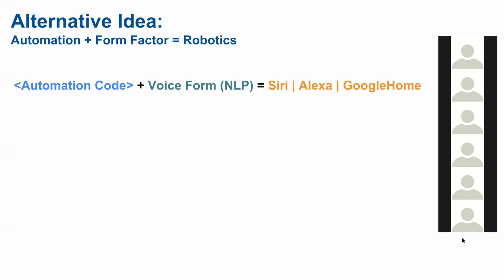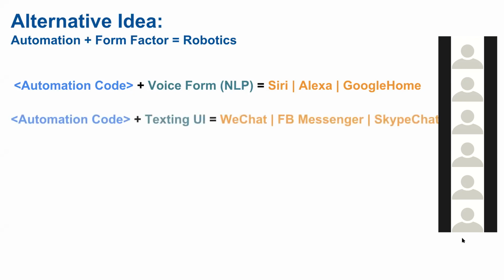Okay. So that's one. The second idea is, again, automation code with texting UI. Here you're not interacting through natural language in spoken words, but you're interacting with the automation code in the form of a text chat as such. And then it gives birth to Skype chat or WeChat enabled bots or automation as such.